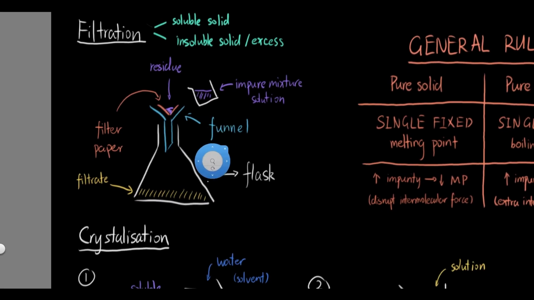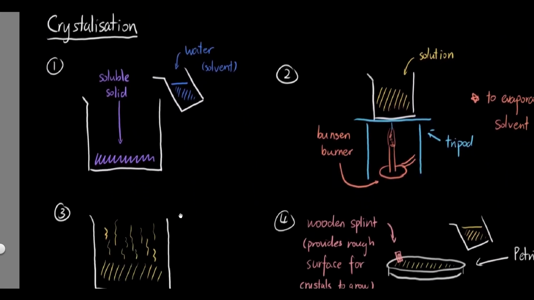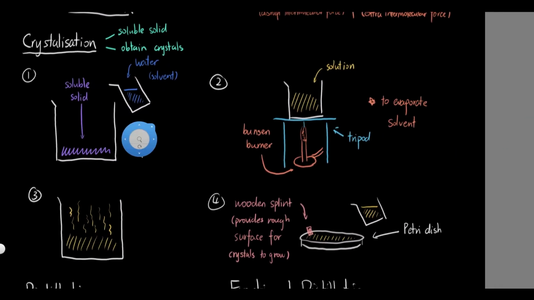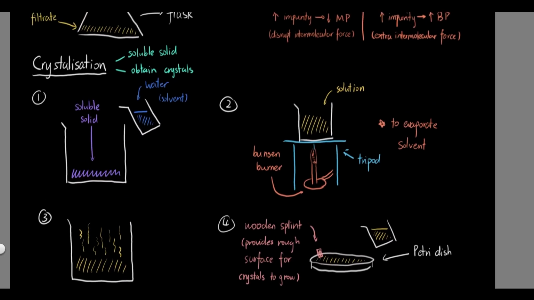I guess we can move on to our next one, which is crystallization. This is a bit more complicated. This is used when you have a soluble solid and you would like to obtain crystals. Usually in these situations it's very clear, like it would say you want to obtain crystals, so you will know when to use crystallization. It's also sometimes called evaporation because it evaporates, but that could be a different method, so be careful about that. Crystallization is just for crystallizing.